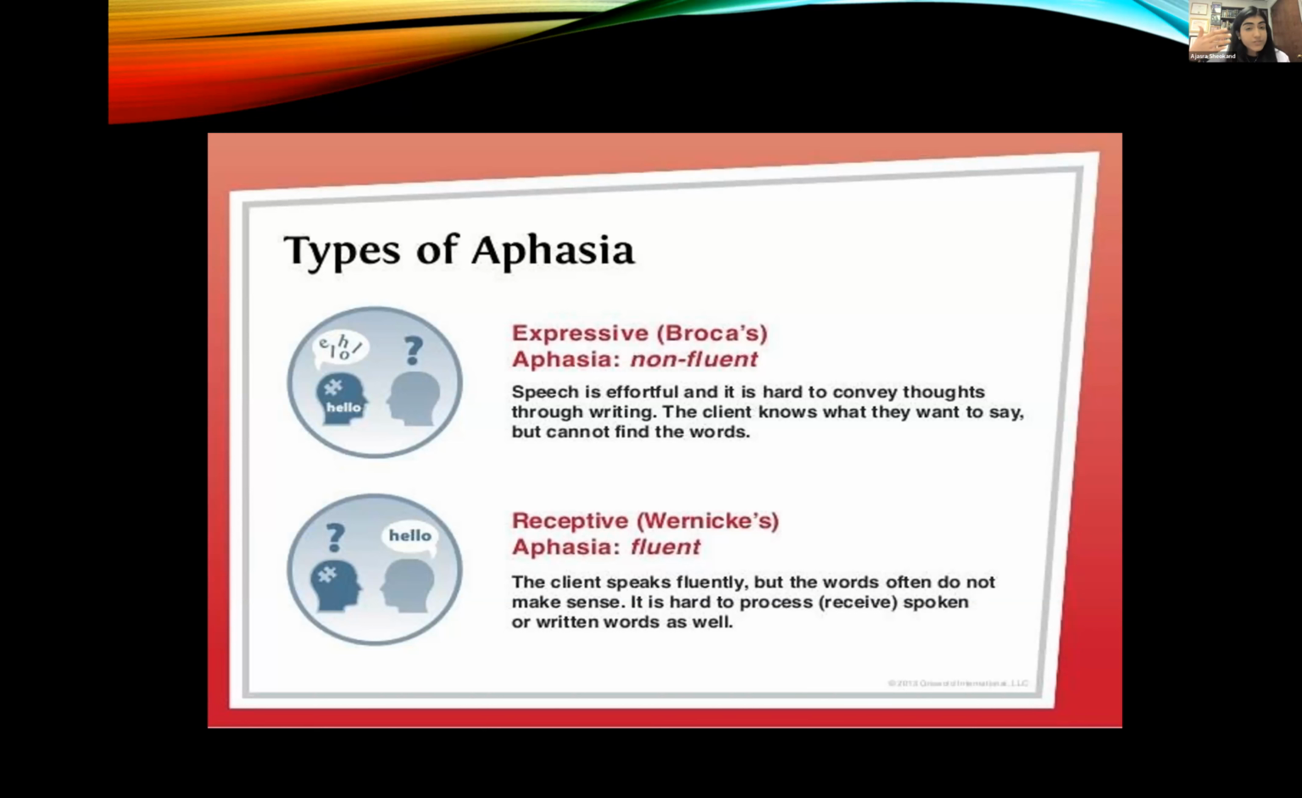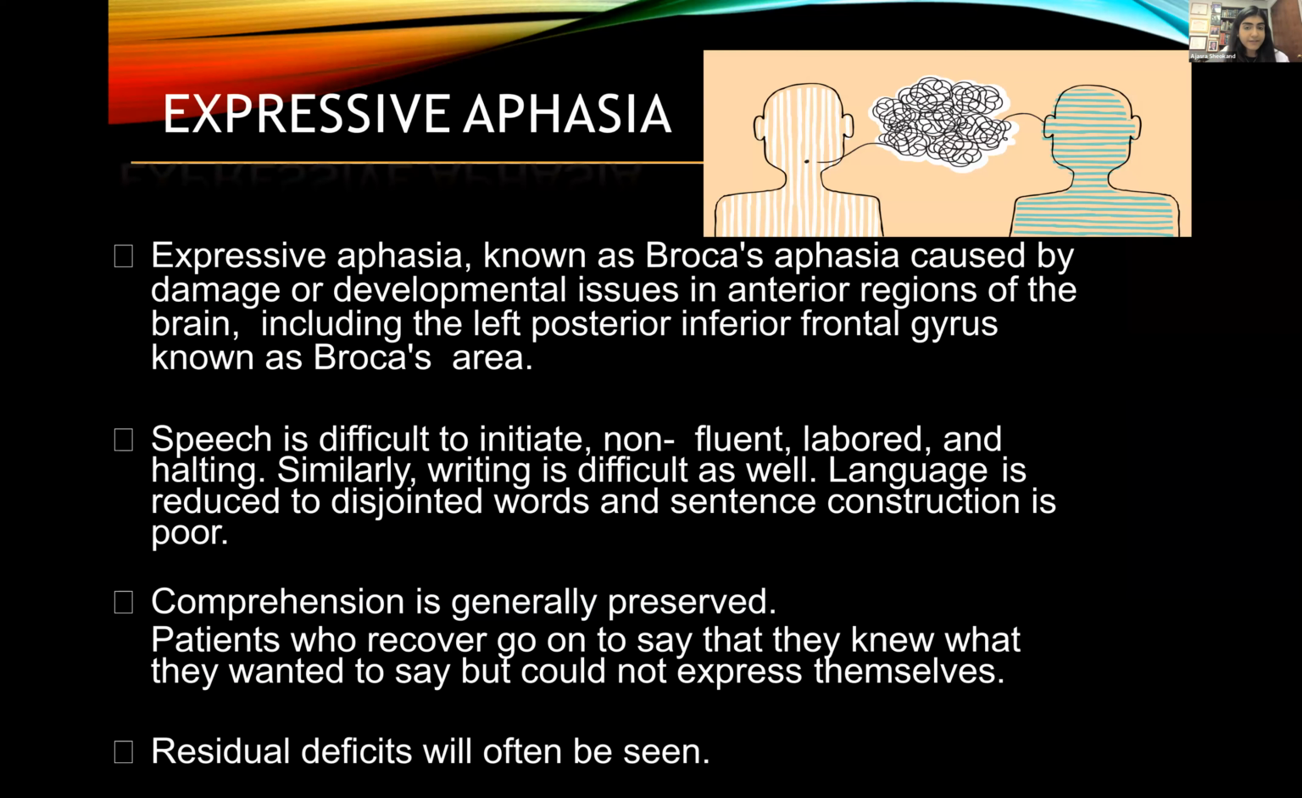The patient usually knows what they want to say, but it's very difficult for them to convey what they want to say, as opposed to Wernicke's or receptive aphasia, where the patient speaks fluently, but it doesn't make any sense of what they're saying because the patients are having a hard time to process what the person in front of them is trying to say. So this is expressive aphasia, also known as Broca's aphasia, caused by damage in the anterior regions of the brain, and mainly the posterior inferior frontal gyrus, which is also known as the Broca's area.